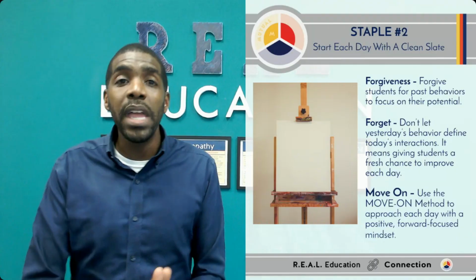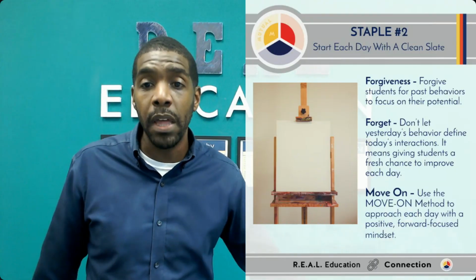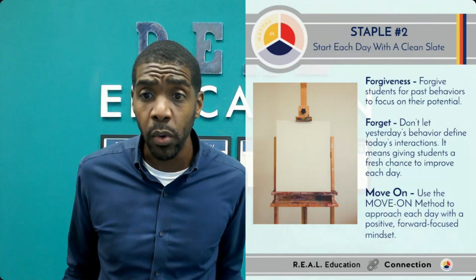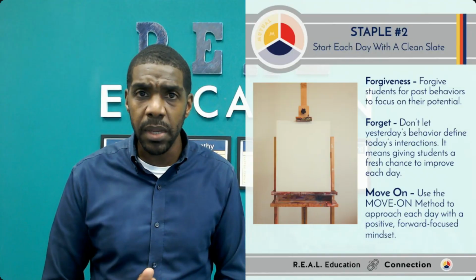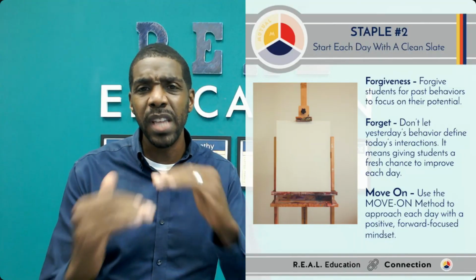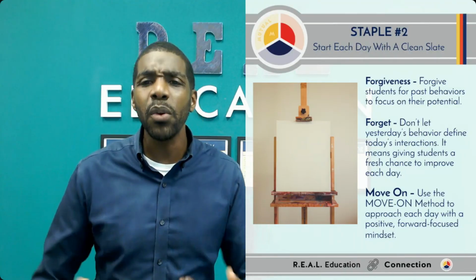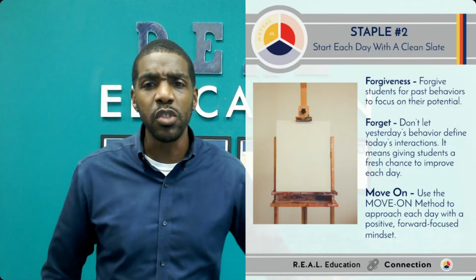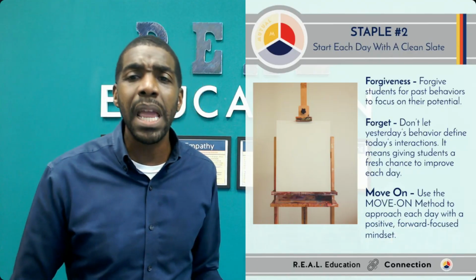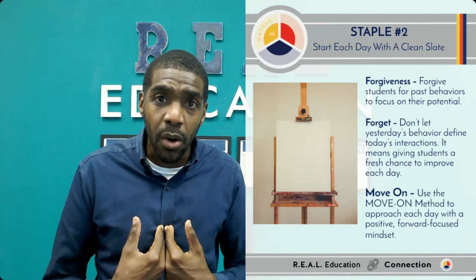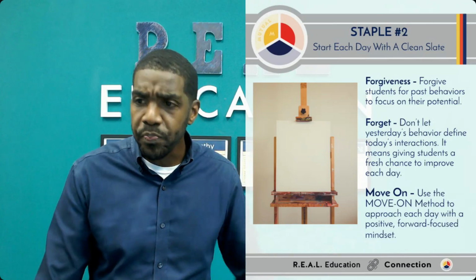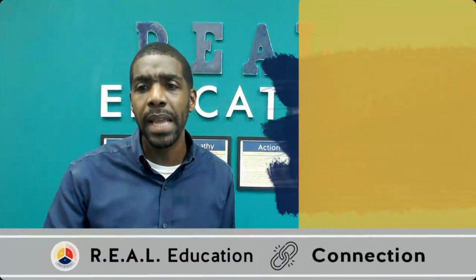And then the final thing for this particular staple is the Move On method. Now, this is powerful, and I'm going to break this down in just a second, because we really need actual steps on how to do that. How do I move on when the child is really just ruffling my feathers, right? I need to be able to do that and help myself get on the same page with a child in order to make that happen. But let's break that down for the real education.